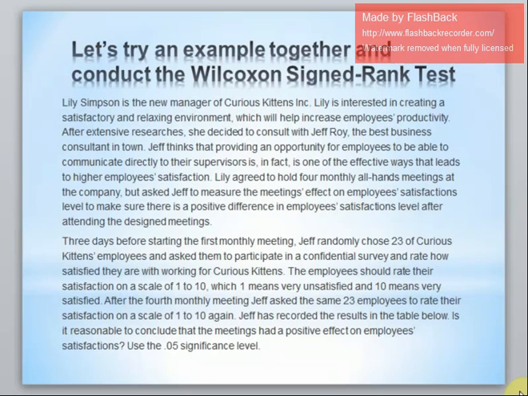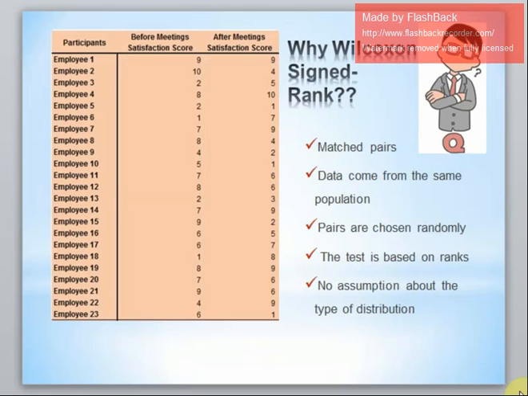The employees should rate their satisfaction on a scale of 1 to 10, in which 1 means very unsatisfied and 10 means very satisfied. After the 4th monthly meeting, Jeff asked the same 23 employees to rate their satisfaction on a scale of 1 to 10. Again, Jeff has recorded the result in the table below. Is it reasonable to conclude that the meetings had a positive effect on employee satisfaction? Use 5% significance level. So let's see what we should do.